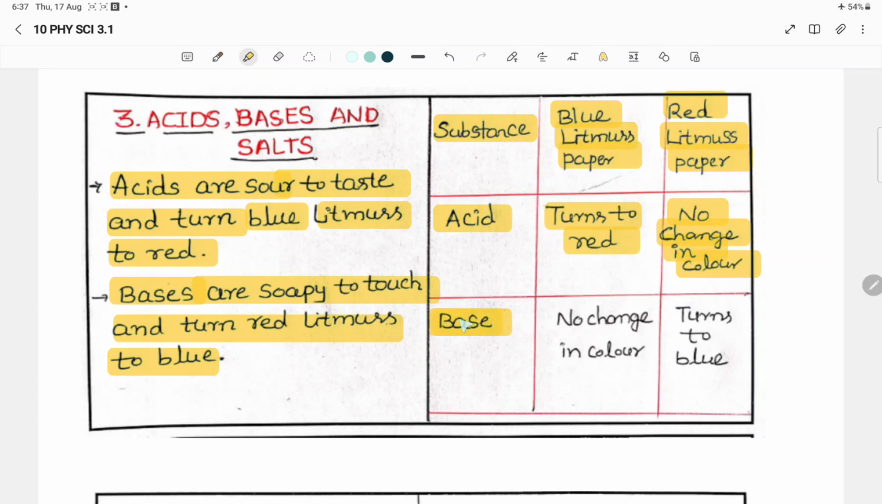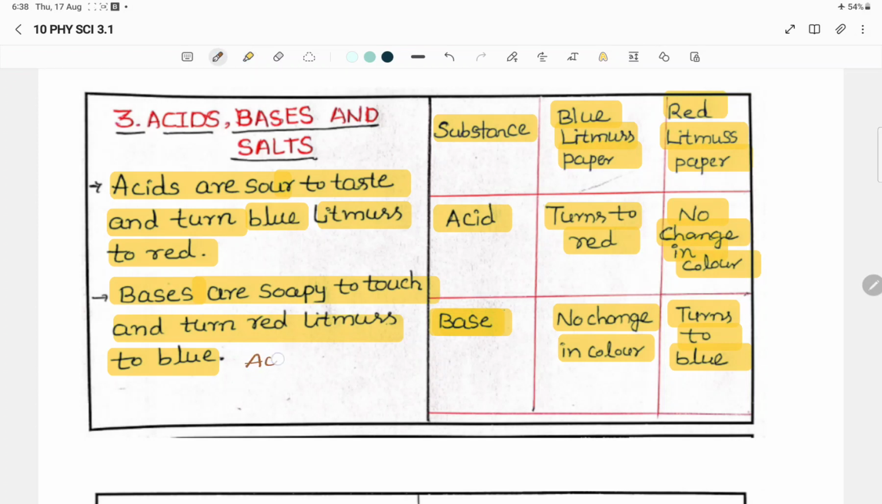Next, base. When a base is used, it turns red litmus to blue. In case of blue litmus, there is no change in color. Here bases turn red litmus to blue color, and in case of blue litmus, there is no change in color.